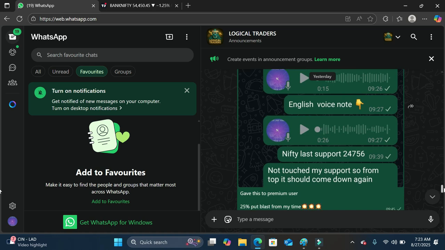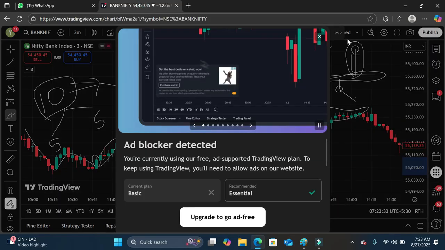Okay guys, can you see this? This last support was given at 9:39, when the low was not 24,756, it was at 24,760. So 24,756 was the last support. Our support was not touched, so the price had to come and touch that 756 as expected. The price touched it after 5 minutes, and then from that 756 it turned back.